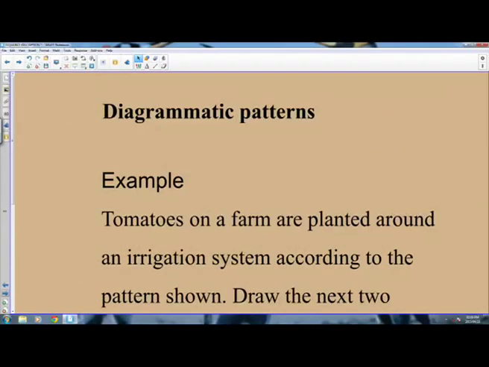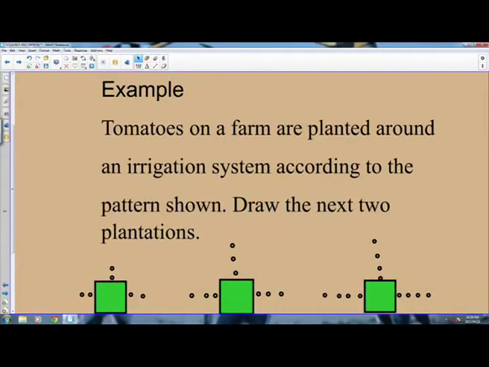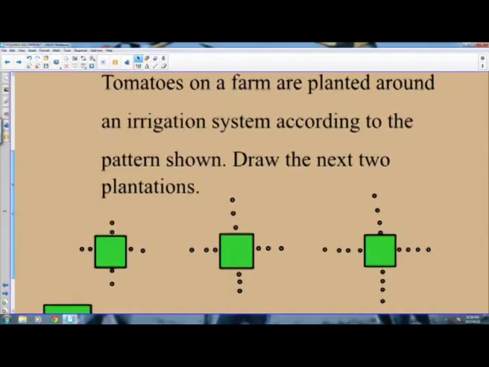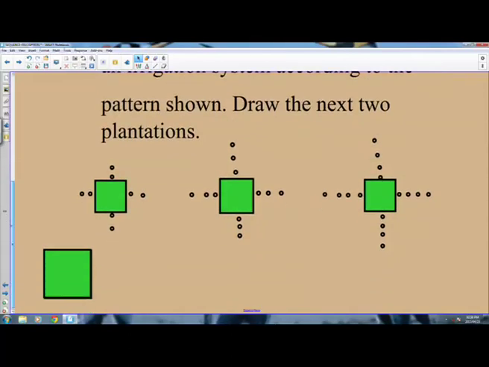The example says tomatoes on a farm are planted around an irrigation system according to the pattern shown. This is the pattern that you are given, and it says draw the next two plantations. When you look into this pattern, we can see that there are some plantations around a square, and we are to present the next two patterns following the same sequence. Around the first square we've got 1, 2, 3, 4, 5, 6, 7, 8 plantations.